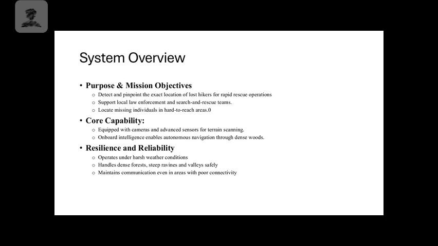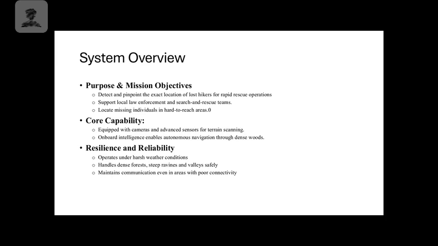So to start, this system is designed to quickly detect and locate missing hikers in a wide variety of remote, rugged, and difficult terrain to support law enforcement and search and rescue teams. Its core capability is that it will be equipped with advanced sensors and cameras for terrain scanning and visual confirmation, and it'll use onboard intelligence to enable autonomous navigation and flight through dense woods and difficult terrain environments.